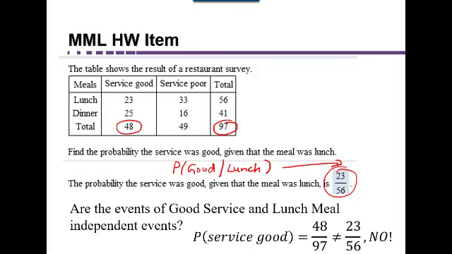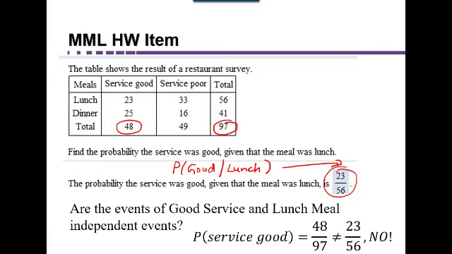The probability that the service was good is going to be the total number of people who said service was good out of the total number who took the survey. And we're not excluding dinner this time. So that would be 48/97, which is not equal to 23/56.